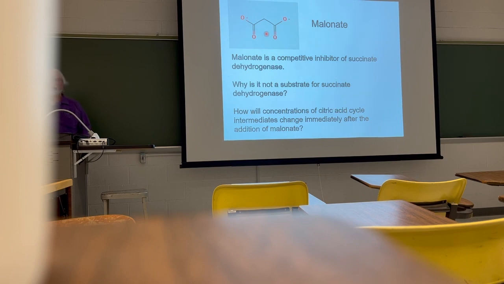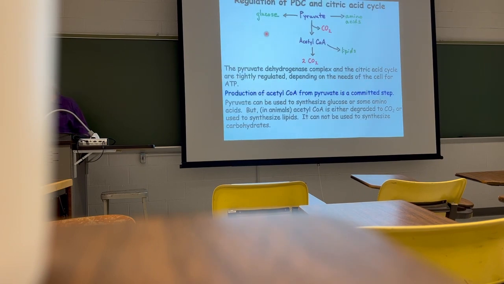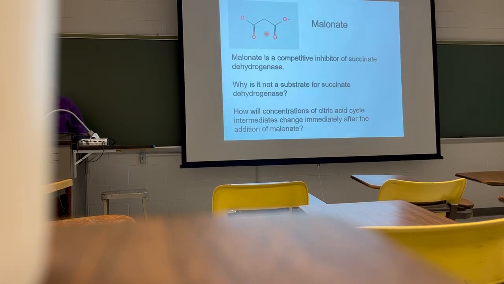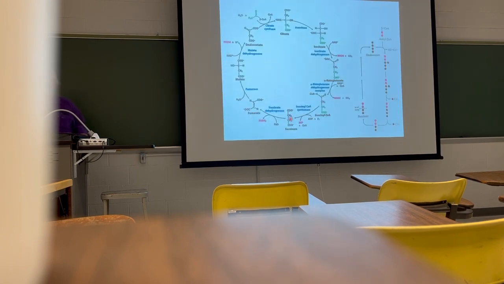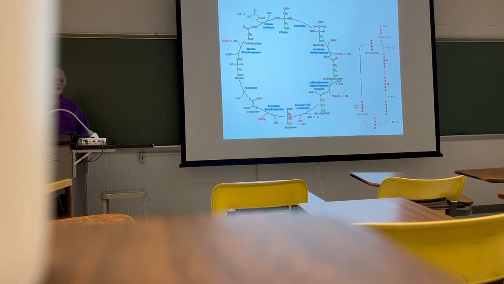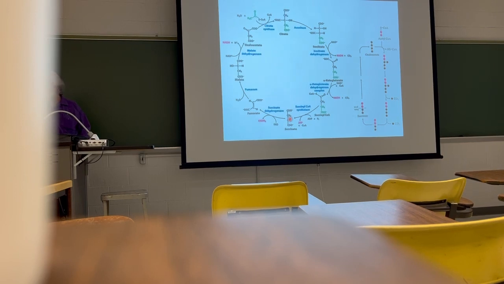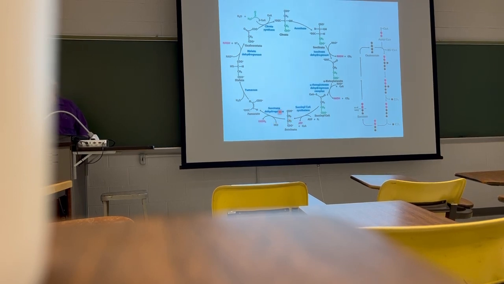Someone mentioned that if you had a high enough concentration of the substrate, succinate, we could outcompete the inhibitor. But in cells, if you add this malonate to it, usually there's not high enough concentration of succinate. But what happens if we inhibit succinate dehydrogenase? What happens to the concentration of succinate? It's going to increase because it can't be used.